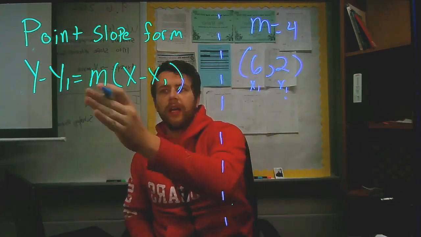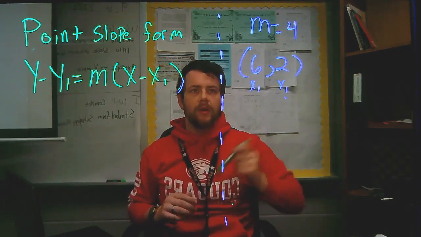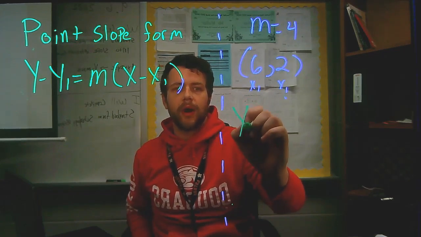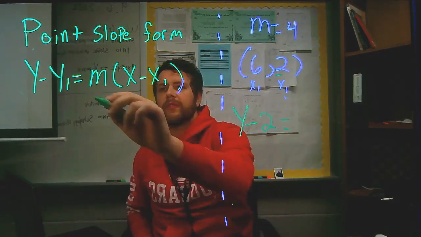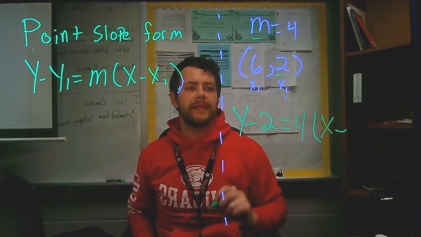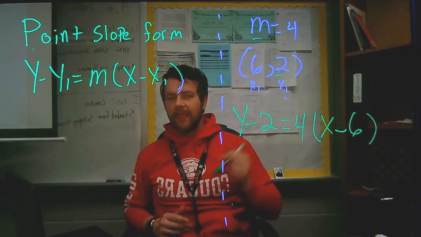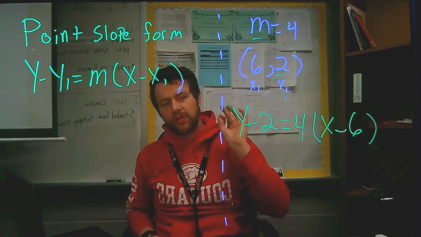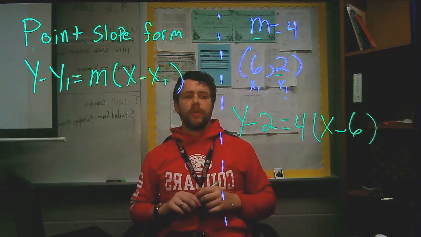So let's plug them into this equation and see what we get. We have y minus y1, which was 2, so y minus 2 equals the slope, which was 4, 4 parentheses x minus 6, just like that. And that is point slope form, and just like I said, we are still going to be putting this into slope intercept form. So let's go ahead and put this in slope-intercept form.